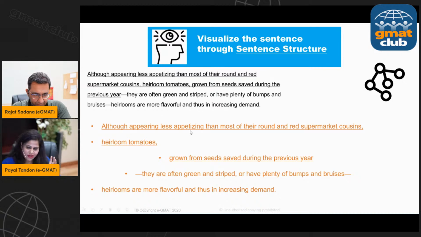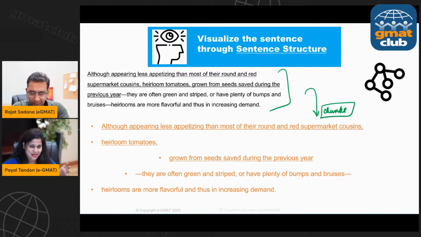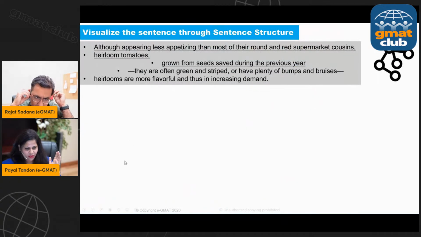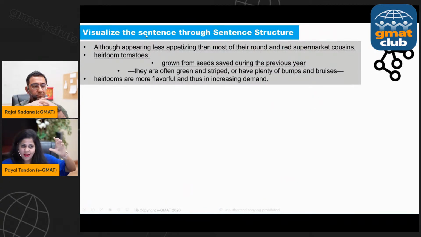So all I've done is take this big sentence and break it down into chunks. That's what we call the sentence structure of this long, bulky sentence. Now I want you to answer the questions I'm going to ask looking at this simplified sentence structure. You're not looking at the big chunky sentence, you're looking at the broken down sentence structure of it.